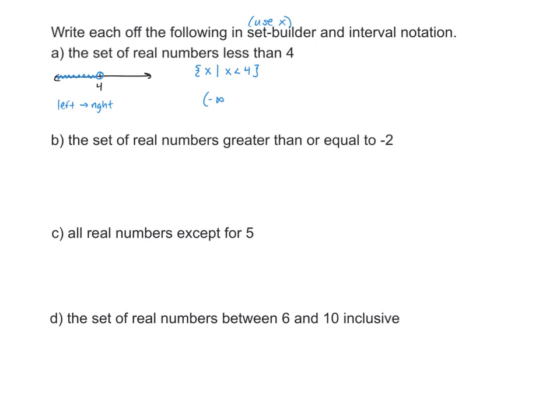It's not a set number. It just means goes on forever. Comma, and then the furthest thing to the right is 4. We'll use a parenthesis here to show that we come up to 4 but not equal to 4. So this first one, this is considered set builder notation. And this is our interval notation.